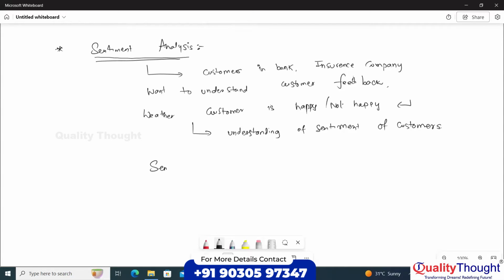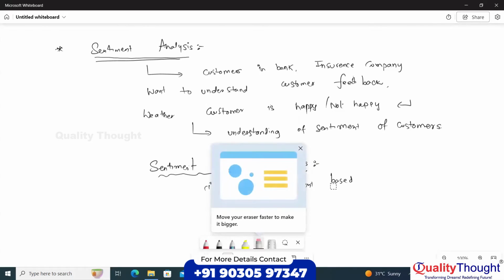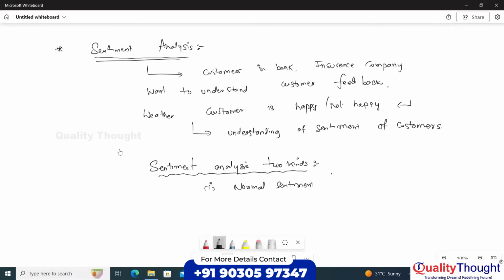Sentiment analysis has two kinds. The first is normal sentiment analysis based on the text. The second is the most important one; write this down, and you won't find it in many books. It is aspect-based sentiment analysis.